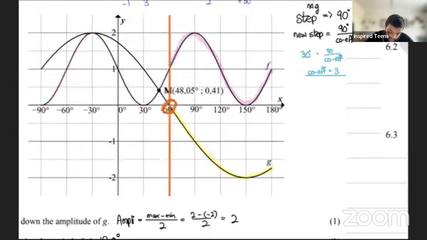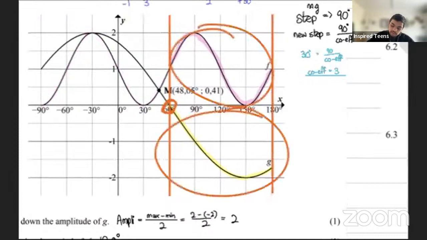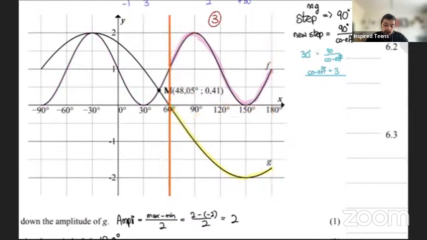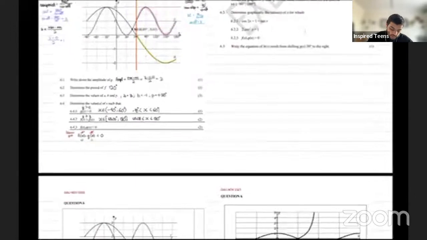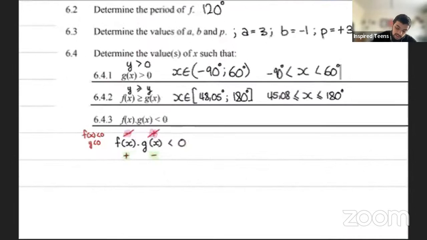When we start at 60 and we end at 180, we can see that f of x is above the x-axis while g of x is below the x-axis, and that's exactly what we're looking for. So that's what we're going to give as our answer. We start at 60, end at 180. So we can say x is an element. And remember, we did try the first one. It's just that f of x is never below. So that's why we go to the next one.